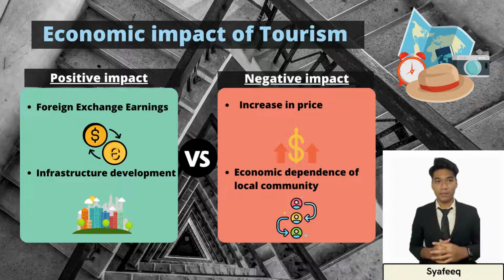The second negative impact is the economic dependence of the local community on tourism. When there is diversification in the economy of a country, it shows a sign of a healthy economy. But in a situation when a country becomes dependent for its economic survival upon just one industry, it will cause major stress towards the industry, as well as the entities involved in the industry, to maintain a good performance. That is all for the economic impact of tourism. Let us proceed to the next slide.